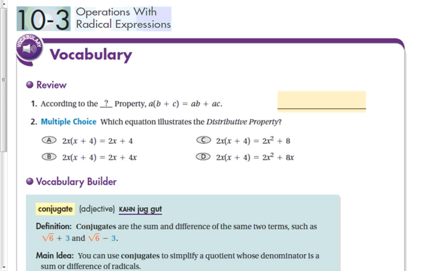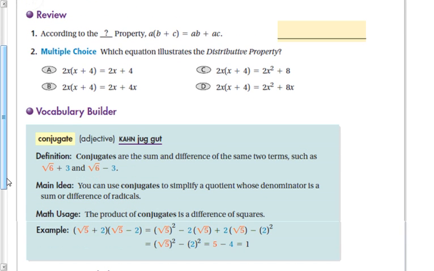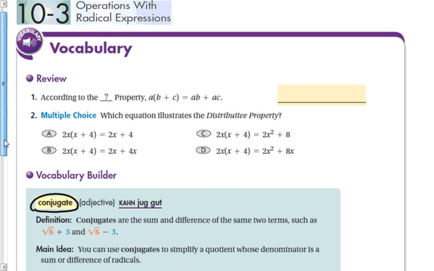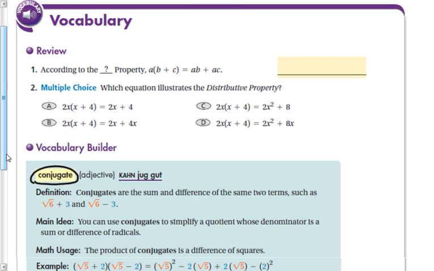Go ahead and do the review here and make sure you pay close attention to the vocab here, the conjugate. We're going to be using that in this lesson. All right, I'll check back with you.